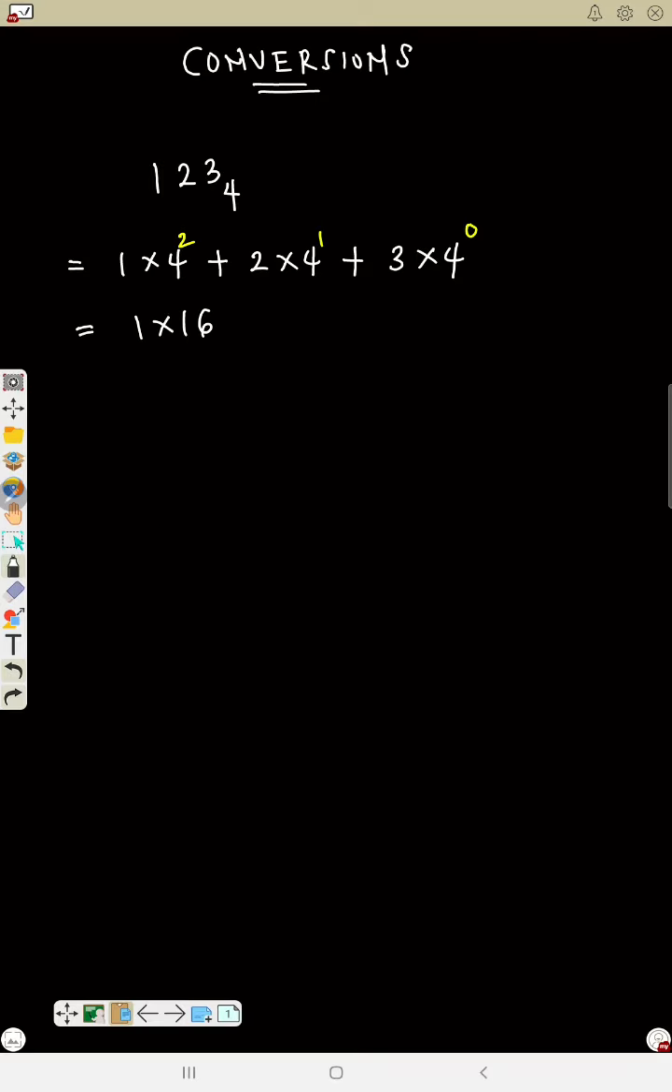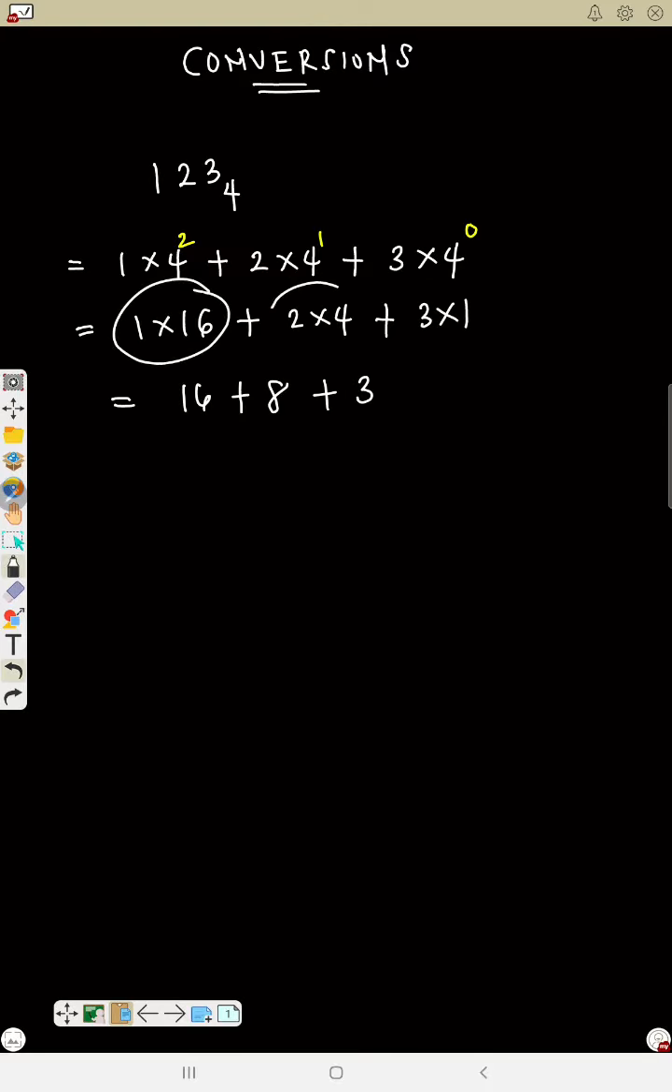So plus 2 times 4, because 4 raised to power 1 is 4. Then plus 3 times 1, because anything raised to power 0 is 1. So this will be 1 times 16, 16 plus 2 times 4, 8 plus 3 times 1, 3. So we are doing it one by one now. So now add everything. 16 plus 8, that will be 24. 24 plus 3, that is 27 base 10. So that is how you can change a number from one base to base 10.